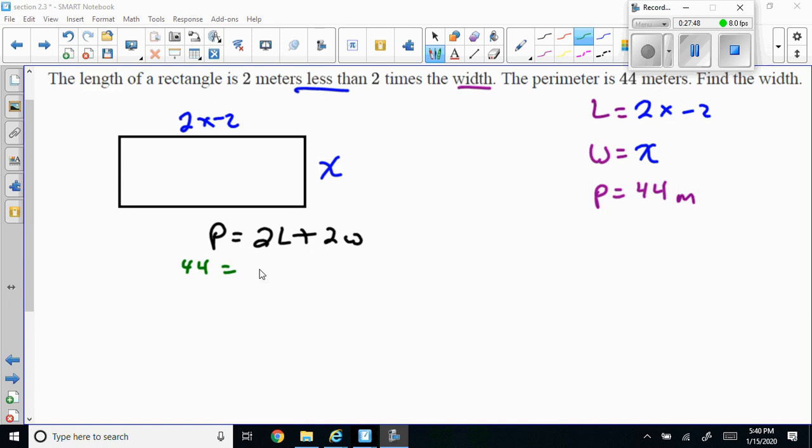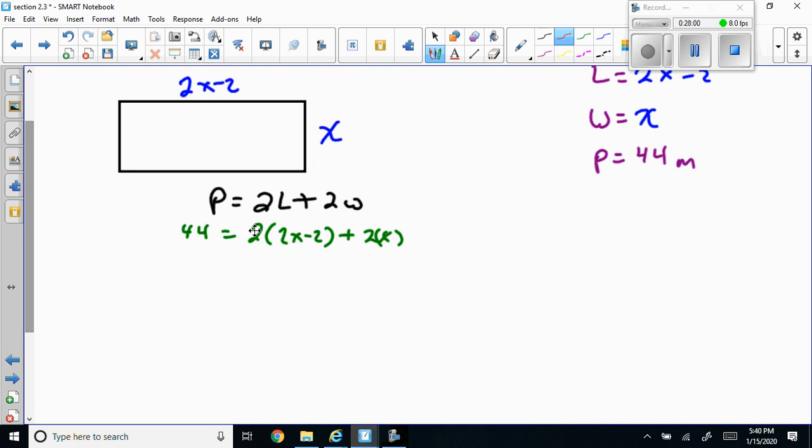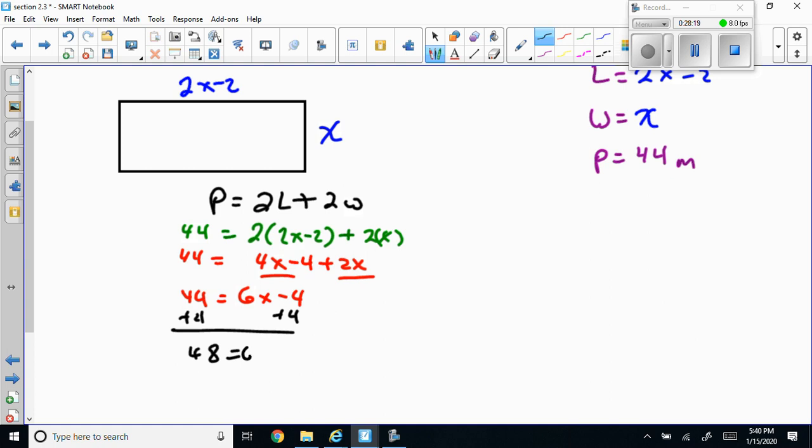Okay, so if we look at this, this is 2 times (2x minus 2) plus 2 times x, right? I'll substitute those in. Note that I'm putting them in parentheses. So it's 44 equals 4x minus 4 plus 2x. By like terms, that's 6x minus 4 equal to 44. And now I'm just adding 4 to both sides, right? So that's 48 equals 6x. And of course, guys, x equals what? 8.